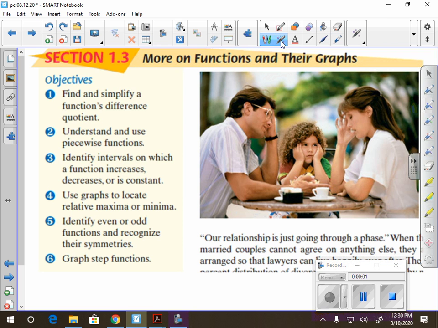Good morning. We are going to start section 1.3, more functions and their graphs. Specifically, we are going to simplify a difference quotient. We're going to try to understand piecewise functions just a little bit better, identify the intervals on which a function increases, decreases, or is constant, and use graphs to locate the maximum and minimum. These are all pretty easy.